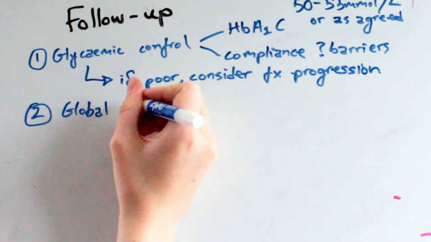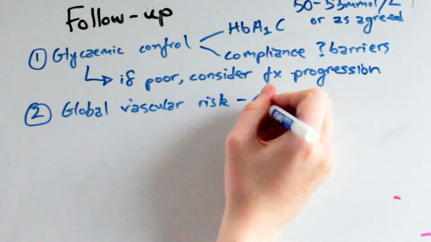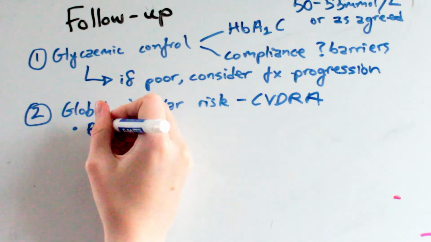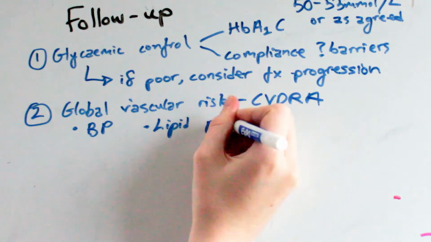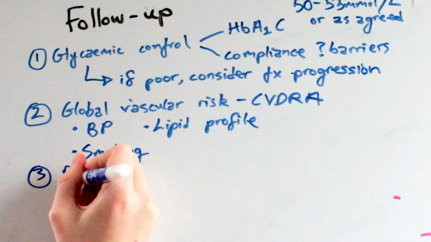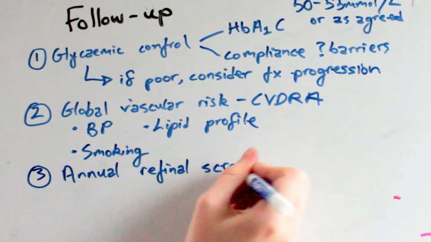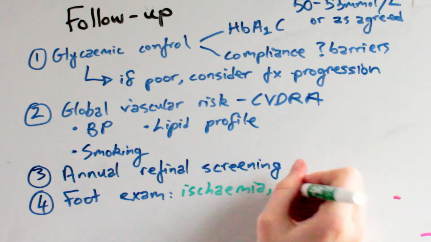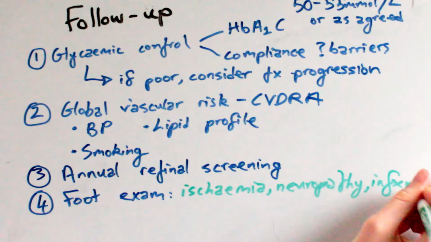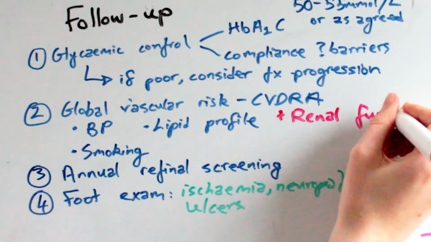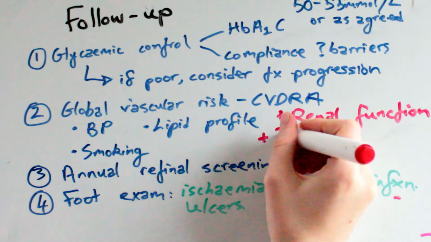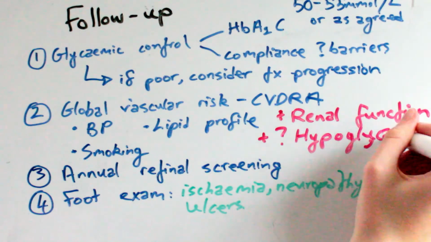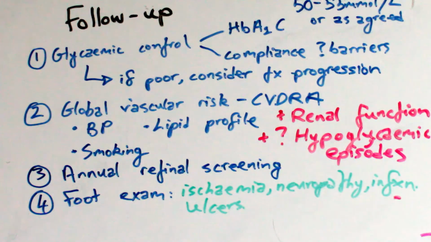Secondly, global vascular risk or cardiovascular risk assessment should take place, including blood pressure, lipid profile, smoking status, and weight. Annual retinal screening is important to detect possible retinopathy, and foot examination should check for ischemia, neuropathy, infection, and ulcers. In addition, measure renal function and ask about hypoglycemic episodes, which are a possible serious side effect of medications.